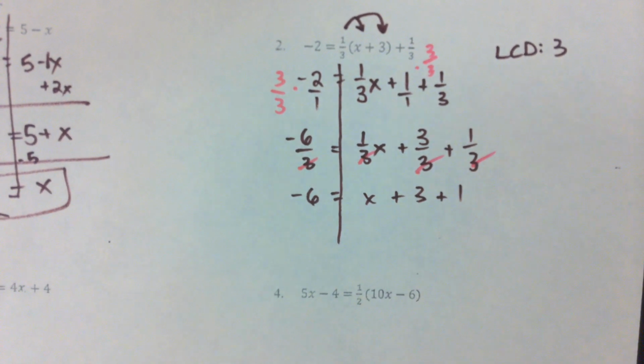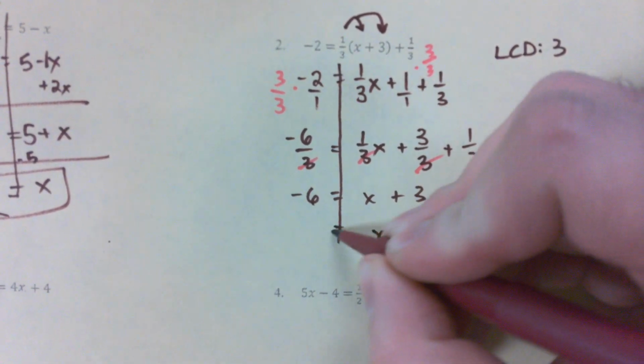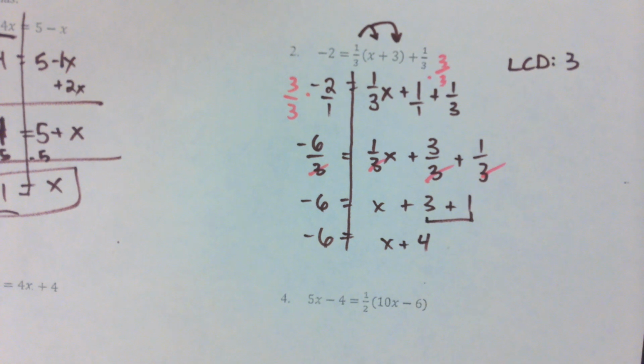But it's okay. Let's combine these like terms on the right. 3 plus 1 just gives us 4. Even though they're constant terms, that is still technically combining like terms because all constants are like terms with each other, right?